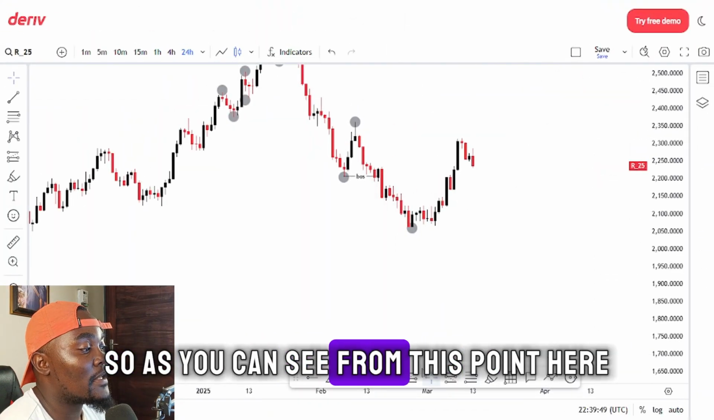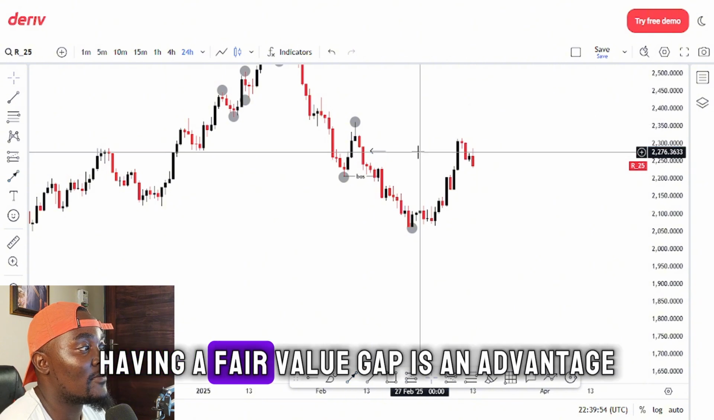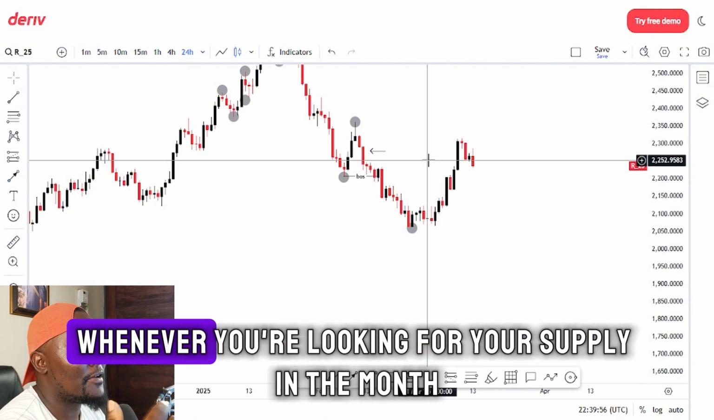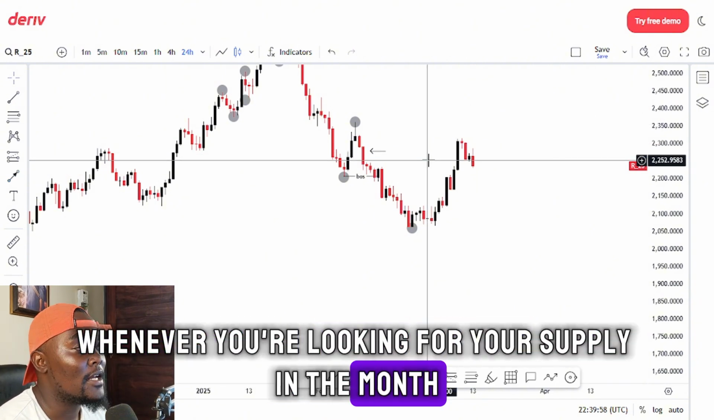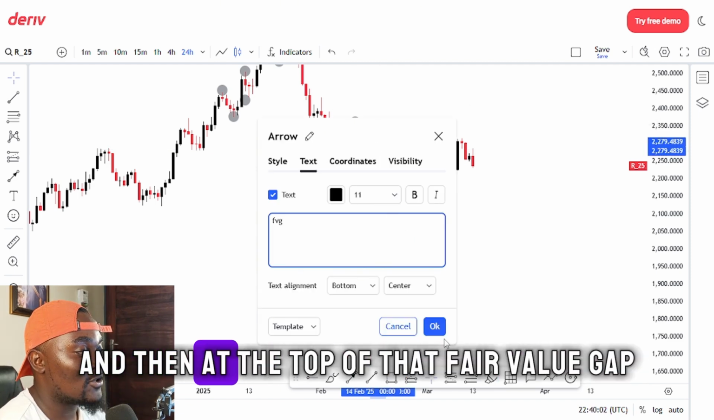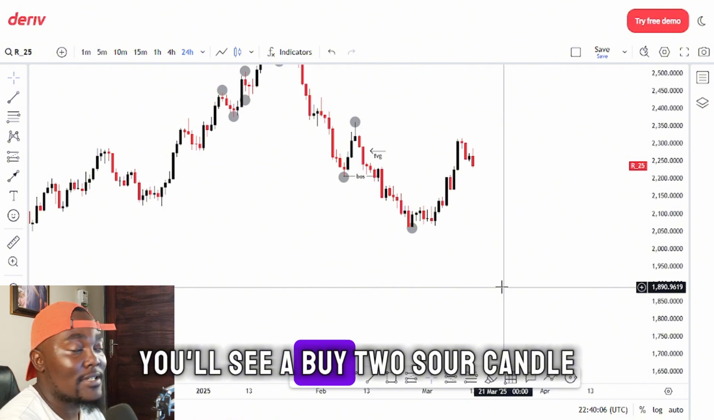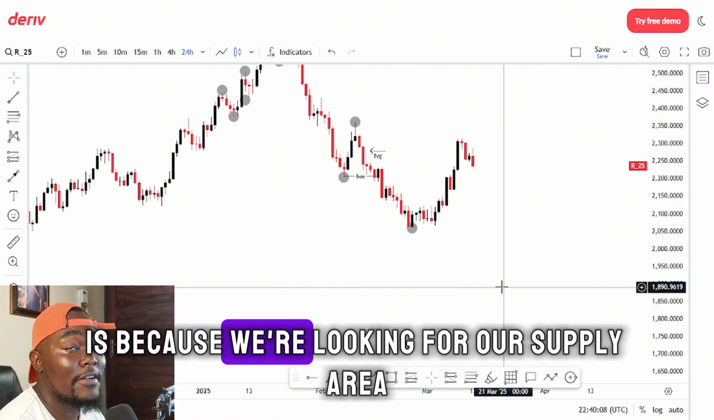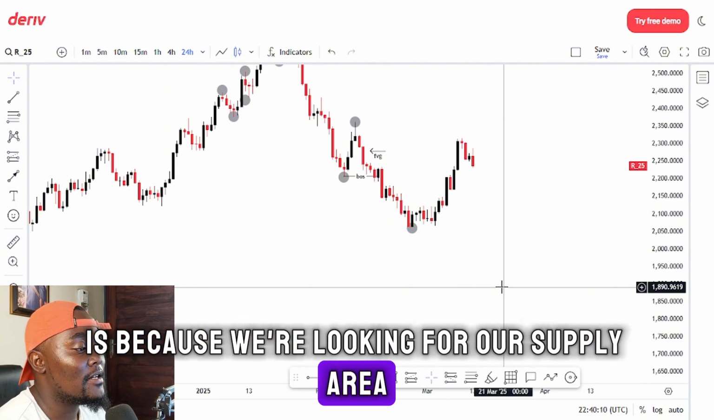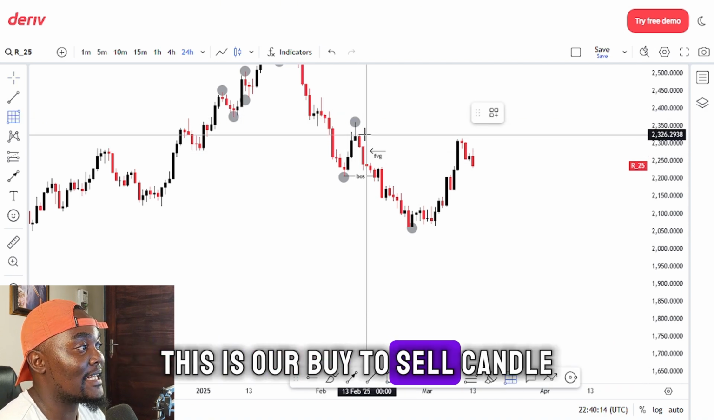So as you can see from this point here, we have this fair value gap here, of which having a fair value gap is an advantage whenever you're looking for your supply and demand. So in this case here, you have a fair value gap within this point, and then at the top of that fair value gap, you will see a buy to sell candle. In this case is because we're looking for our supply area. So as you can see from this point here, this is our buy to sell candle.